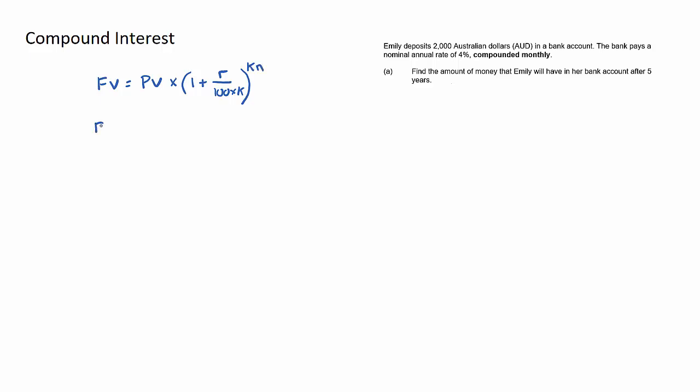So let's just recap. FV is equal to the future value, so some time in the future. PV is equal to our initial value. Now it stands for present value. However, I think it's easier to remember this as initial investment amount. Initial amount. Our R is our annual interest rate.